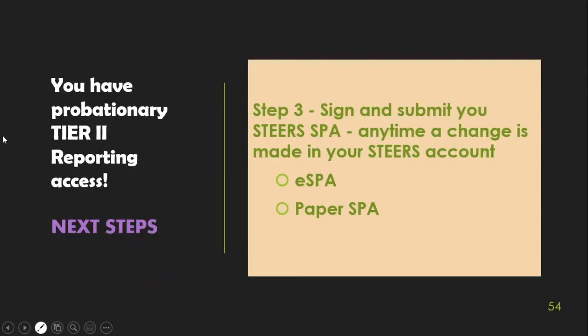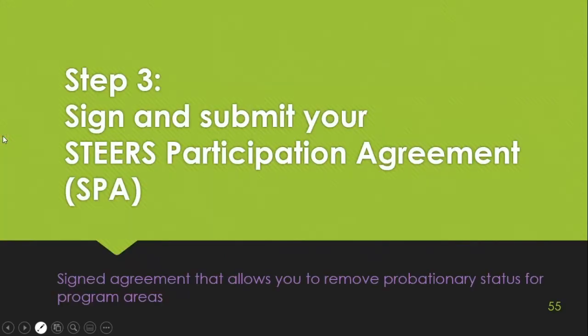So now the final step is to submit the STEERS participation agreement. And keep in mind that you'll need to do this every time you make an authority access change on your account. So this will be a process that you'll likely become familiar with if you're constantly making changes to your account.